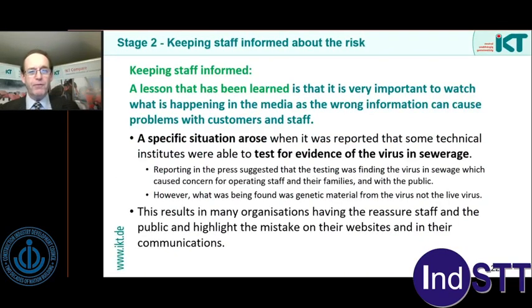Now, keeping staff informed about the risks cropped up. Partway through the year, it was announced in the press that it was going to be possible to test for coronavirus in sewage because coronavirus had been found in sewage. Now, this caused consternation, and right across Europe, trade associations and others were having to deal with concerned staff and their families, saying, what's all this about coronavirus being in sewage? Unfortunately, what had happened was the initial press releases had not explained that it was just the genetic material found, not the live virus. And that caused quite a lot of trouble.